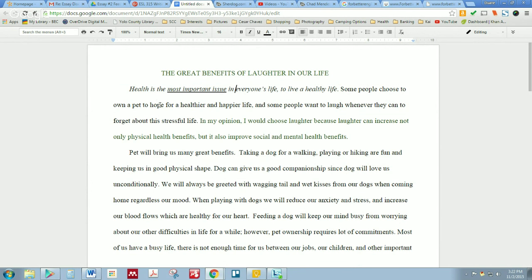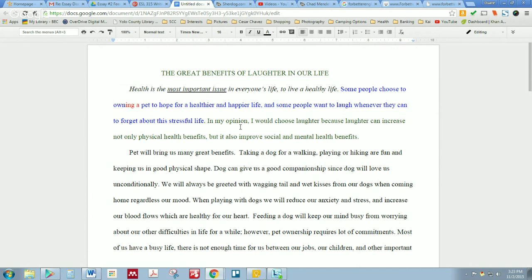Because here, some people choose to own a pet to hope for a healthier and happier life, and some people want to laugh whenever they can to forget about this stressful life. So the connection between health is then connected to the topics of the essay, owning a pet and laughter. So this is background. I'll make background blue. So the background, this transition sentence to the thesis is very good, but not own a pet, owning a pet. Owning a pet. And I'll put the corrections in red.